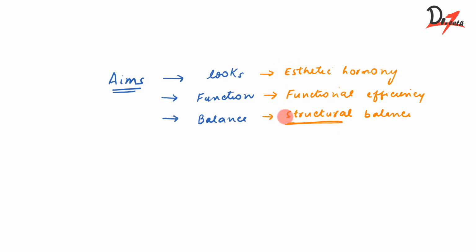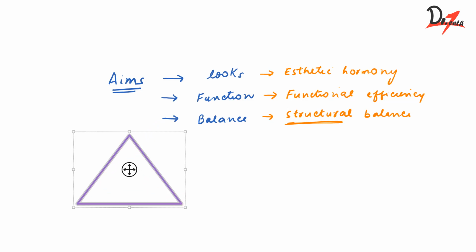So these three aims, the aesthetic harmony, functional efficiency and structural balance, if you can imagine it, we can consider it to be the sides of a triangle, okay? And since they are a trio or three, they are called a triad, and it was given by Jackson. That is why it is called Jackson's Triad.